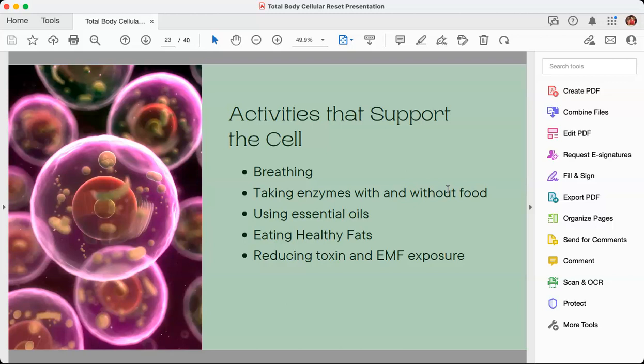Using essential oils, which we'll cover more in depth later. Eating healthy fats, which we already discussed, that will help with the cell wall. I keep calling it the cell wall, the cell membrane. And then reducing toxin and EMF exposures. EMF is electromagnetic fields. And those come from things like cell phone radiation, smart TVs, Wi-Fi, Bluetooth. So it's just these different electromagnetic frequencies that can disrupt other electromagnetic fields, which are us and all of our organs.